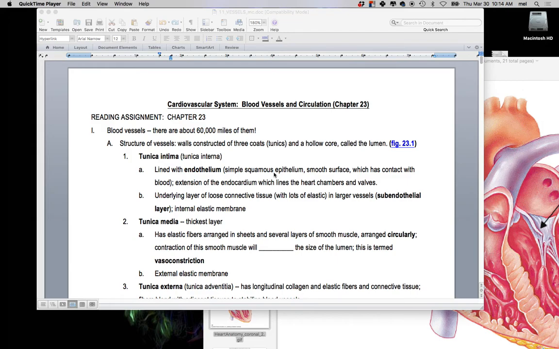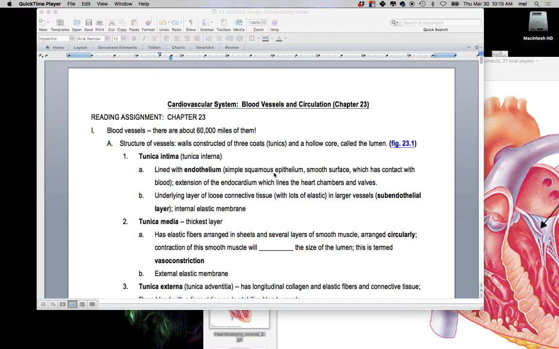Okay. This next test will cover cranial nerves, and then spinal cord, spinal nerves, and autonomic nervous system. That was another set of notes, right? And then heart, vessels, blood. Okay, I think that's right. Yeah. So any questions?